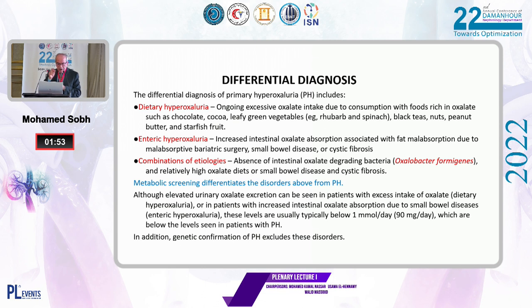It needs a special lecture. If all can result in this hyperoxaluria, metabolic screening can differentiate the disorders above from this. Although elevated urine oxalate excretion can be seen in patients with excess oxalate intake, dietary, or patients with increased intestinal absorption, short bowel syndrome, or bariatric surgery, these levels are typically below 1 millimole, i.e. below 90 milligram per day, which are below the level seen in patients with primary hyperoxaluria. In addition, genetic confirmation of primary hyperoxaluria excludes these disorders.